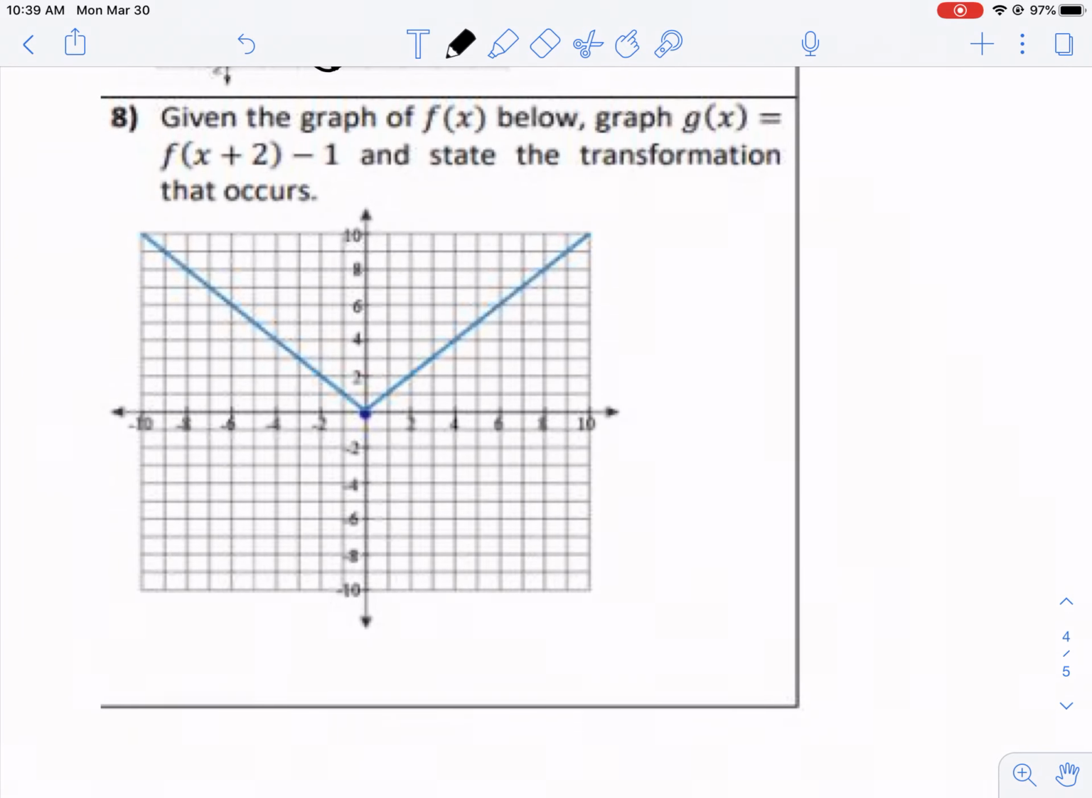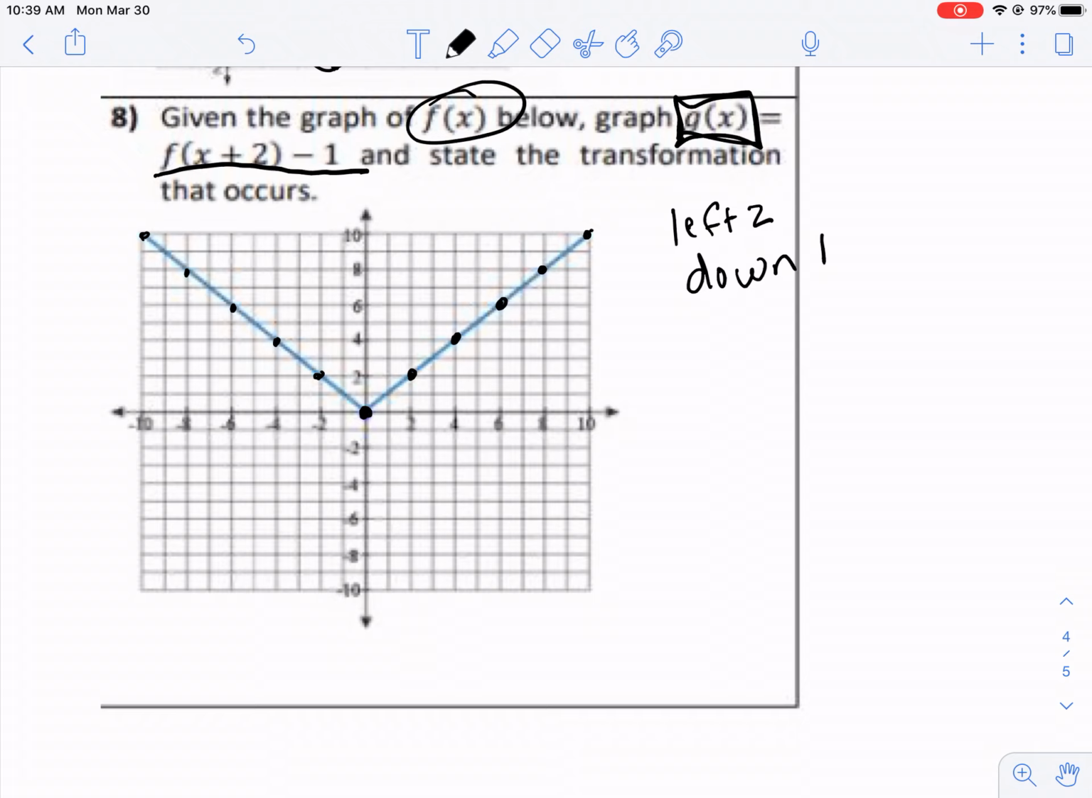Number 8, given the graph of f of x below, graph a new function called g of x, which is the result of shifting their function f of x. The plus 2 with the x means go left 2, and outside we have a minus 1, so we're going to go down 1. So here's a nice point, here's a nice point. Yeah, we got a lot of points to shift. Remember, you want this as accurate as possible, but since they're straight lines, you can just do a few and make sure you use a ruler carefully. Left 2, down 1. Can't do the top point, so I'll do this one.